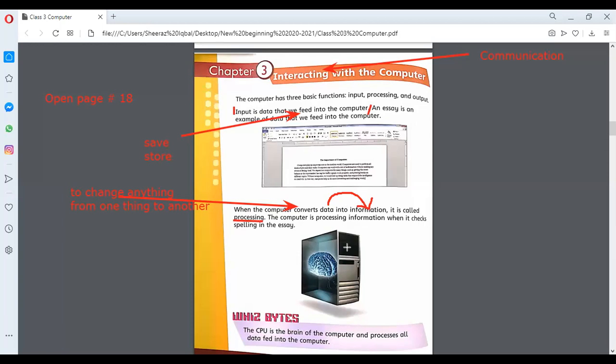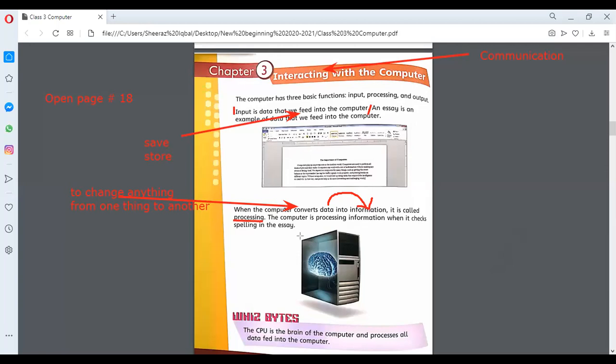Let me give you an example. Wait for a second. Everybody listen to this example carefully. This will show you how you convert data into information. Can you eat raw food? No, you cook it, and then you eat it.